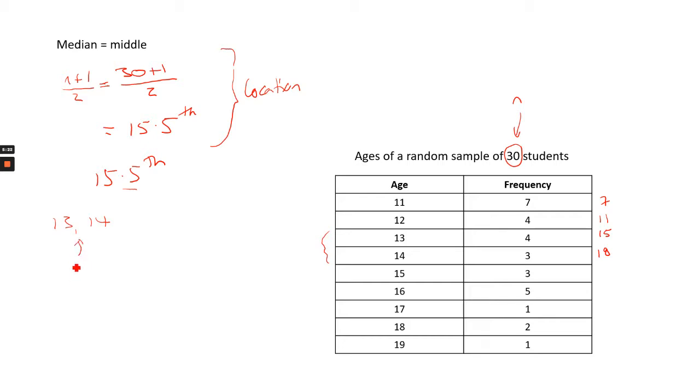The thing in between that is 13.5, okay? 13.5 is the median age. So we need to find the location of the median, and then we need to count up to get our median.